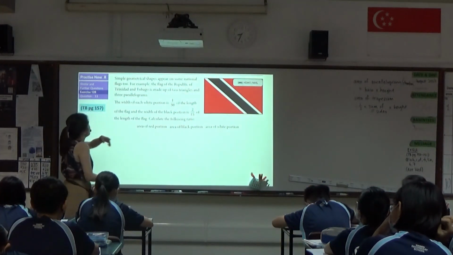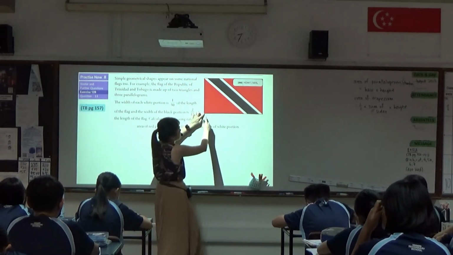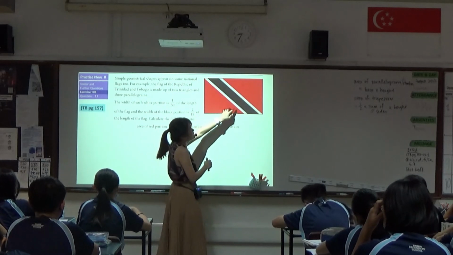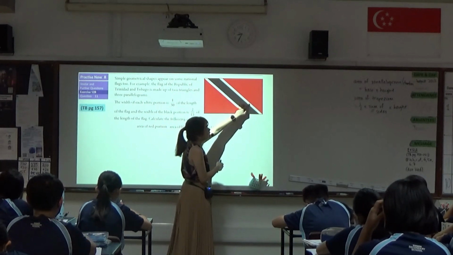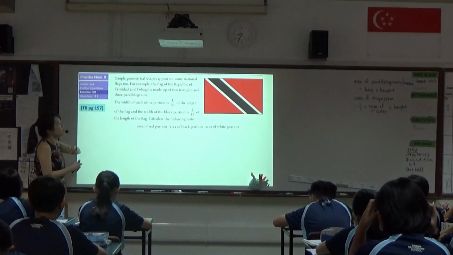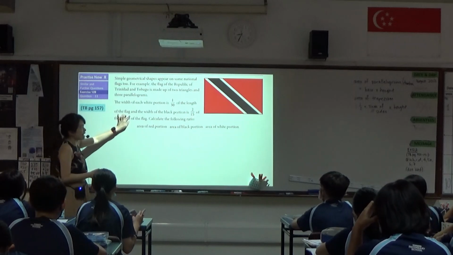Okay, so we have two triangles and three parallelograms. I hope you are able to see. The triangle is the red one. Okay, and then the parallelogram is actually the white, the black, and the other white one. Okay, so they say that the width of each white portion is 1/30 of the length of the flag.